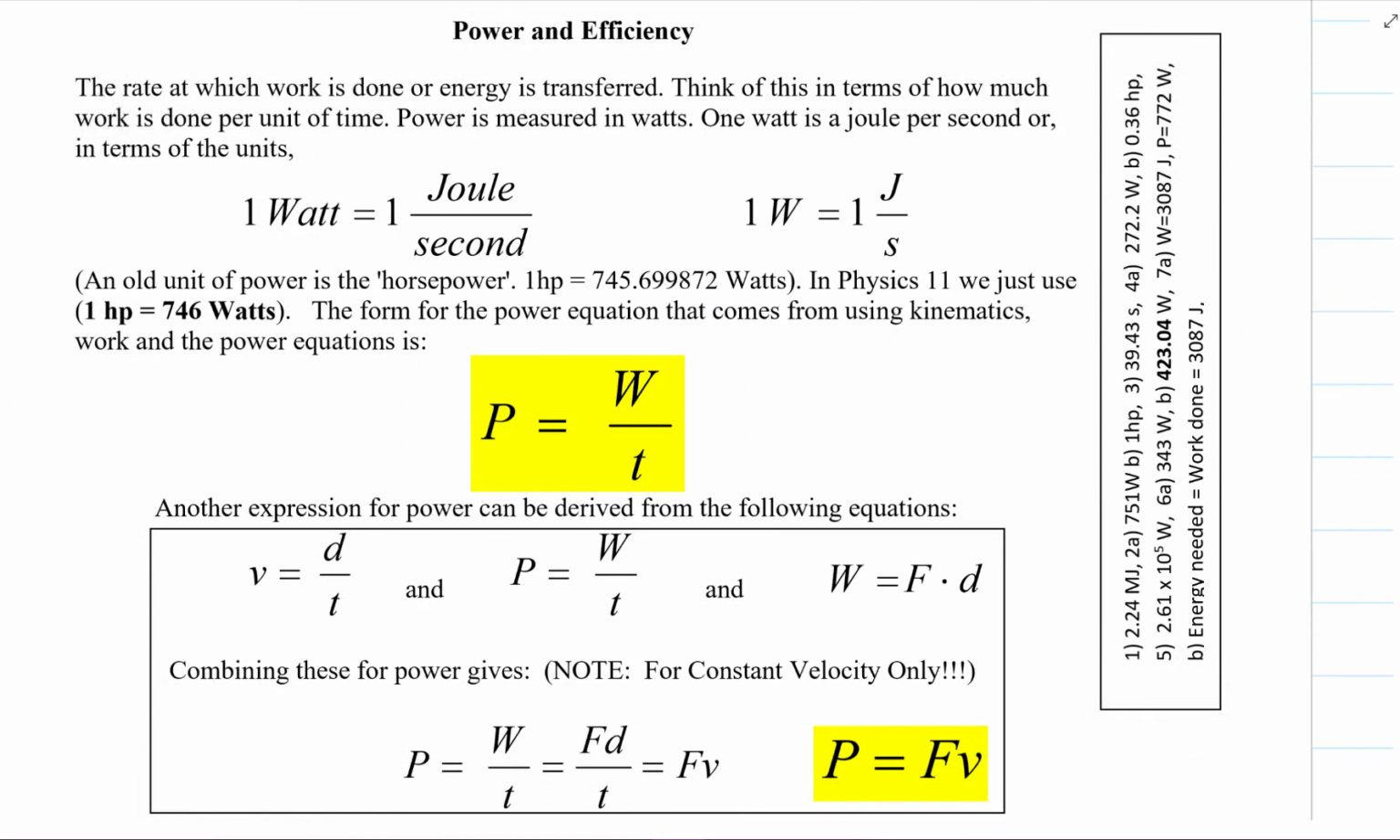Here we go with our second installment of the final lesson of energy. We're going to talk in Physics 11 about power and efficiency. We start off right away with the definition. The rate at which work is done, or the rate at which energy is transferred, is equal to power. And that's the definition.